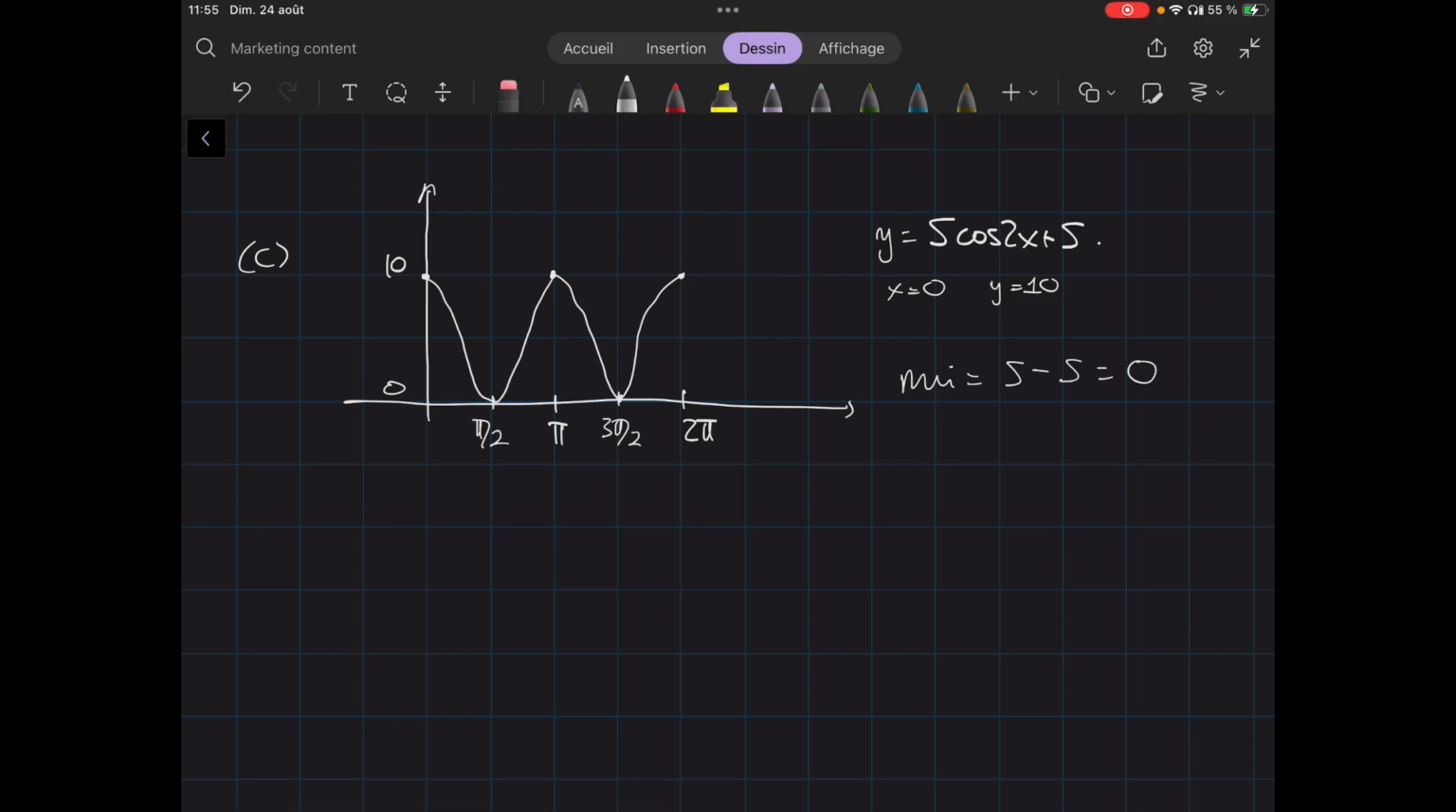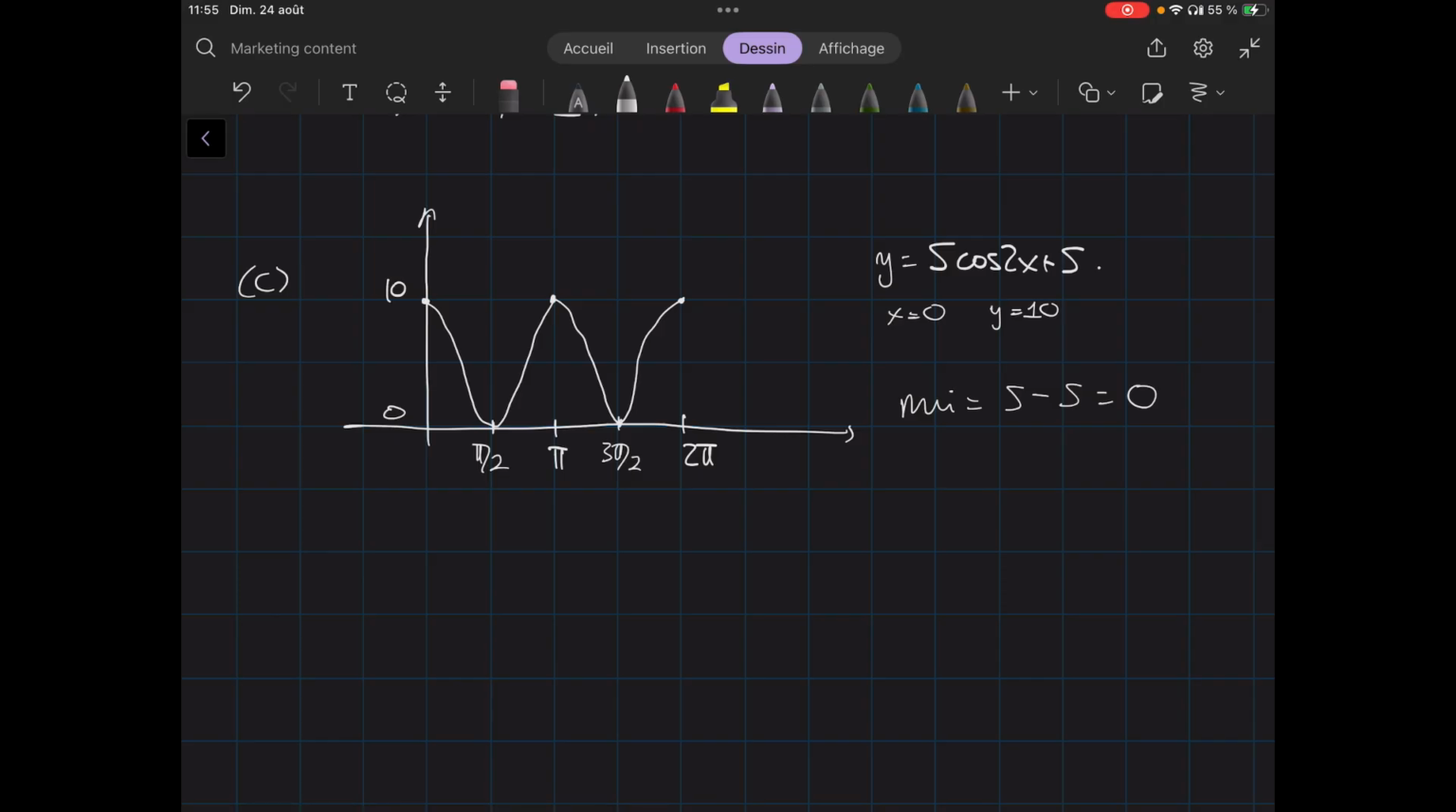In part C, you're also asked to indicate the coordinates of the extrema. So let's go from left to right. A 0, 10, B pi by 2, 0, C pi, 10, D 3 pi by 2, 0, E 2 pi, 10. They ask for the coordinates. So if you simply mark it like this, you will lose a mark.